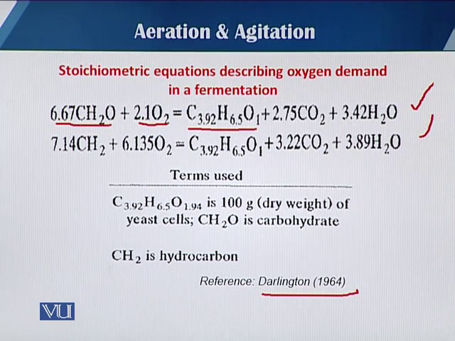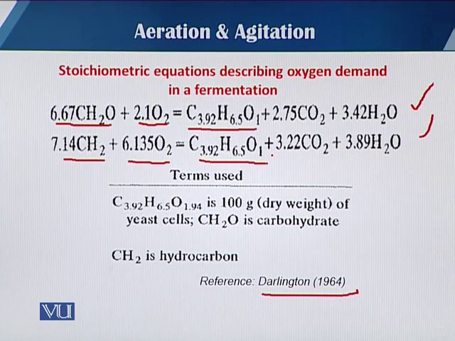In another case, 7.14 of CH2 requires 6.135 of oxygen and leads to the formation of the biomass, 3.22 of carbon dioxide and 3.89 moles of water. You can see in this equation C3.92, H6.5, oxygen 1.94, which as a round figure is 1. This is about 100 grams of the dry weight of the yeast cell.